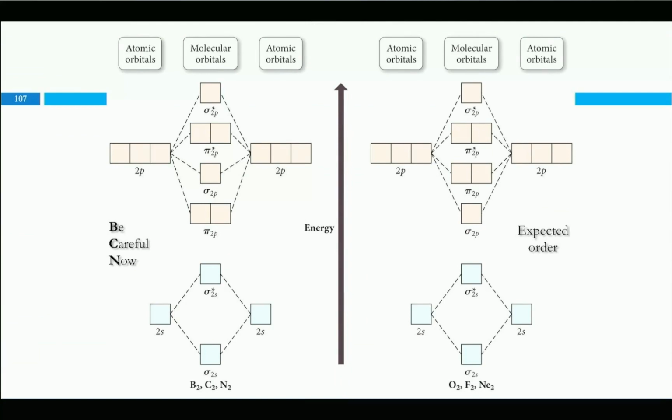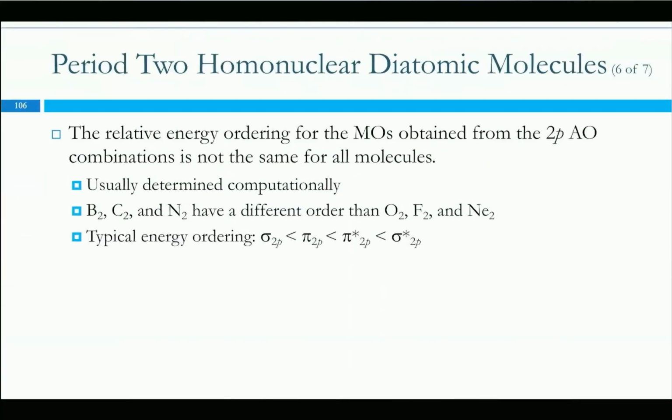Now, typically, the sigma 2p is lower in energy, which makes sense because that's the one that's going head on, right? That's going to be the strongest bond if it forms. And then the pi 2p orbitals will be slightly higher in energy than that. So we would order these as the sigma 2p and then pi 2p, both bonding.